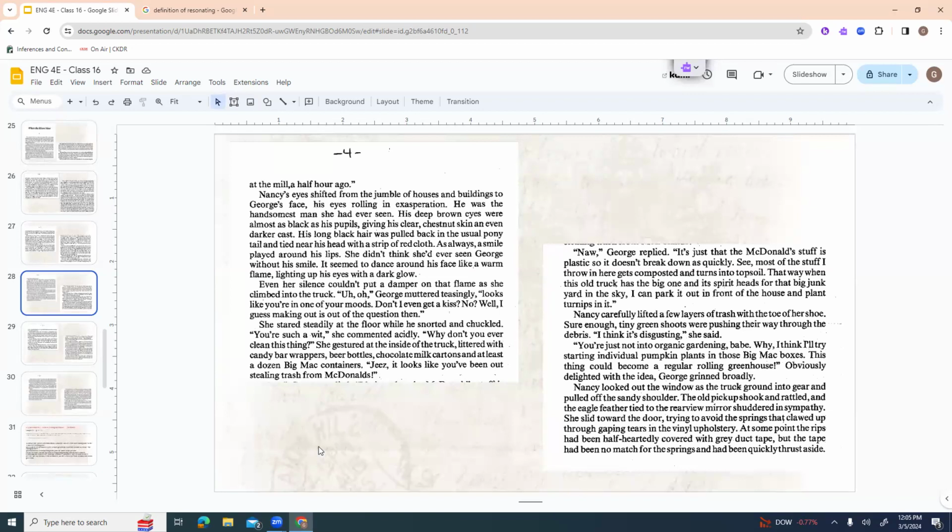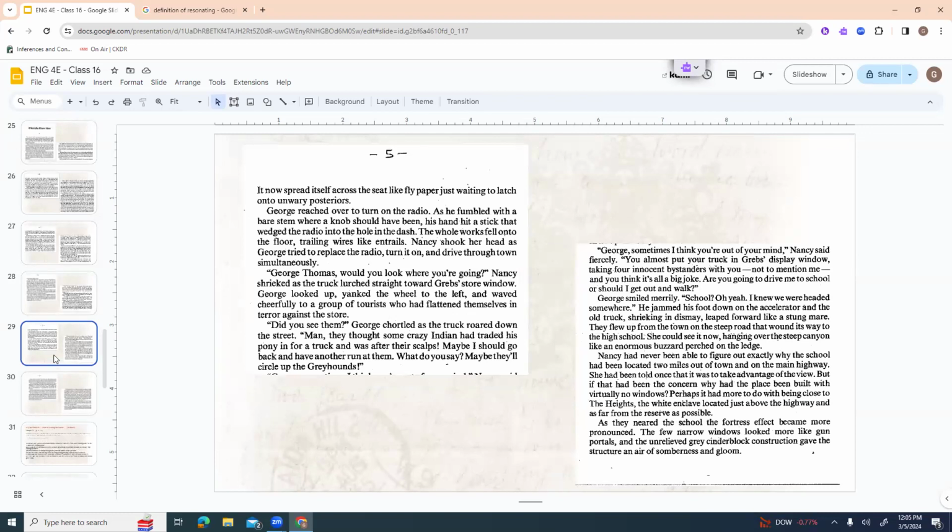Nancy looked out the window as the truck ground into gear and pulled off the sandy shoulder. The old pickup shook and rattled, and the eagle feather tied to the rear view mirror shuddered in sympathy. She slid towards the door, trying to avoid the springs that clawed up through gaping tears in the vinyl upholstery. At some point, the rips had been half-heartedly covered with gray duct tape, but the tape had been no match for the springs and had been quickly thrust aside. It now spread itself across the seat like flypaper just waiting to latch onto unwary posteriors.